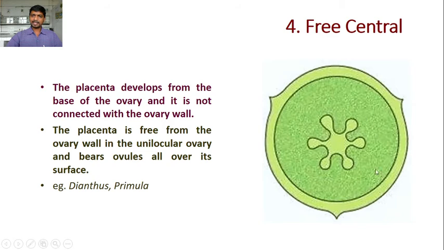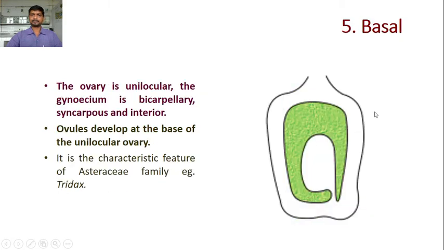Okay, so placentation is seen only when we take the TS of the ovary. Here the placenta develops at the center on the central axis, which is not connected with the ovary. The ovary is unilocular where many placentae have developed freely. It is present at the center, so it is precentral placentation. Next to this is the basal placentation.